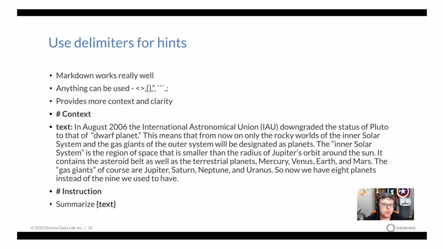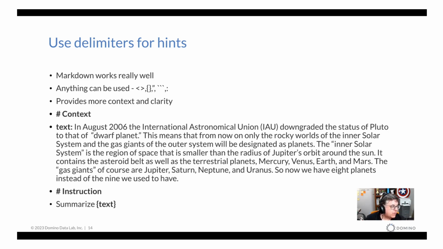So the reason we use delimiters for hints is because we want to really give as much context as we can with the prompt to the model. Now, if you're familiar with Markdown, that works really well. You can also use tags, you can use curly braces, you can use quotes, you can use single quotes, as long as you're consistent with that. And again, it provides that clarity and that context that we need.